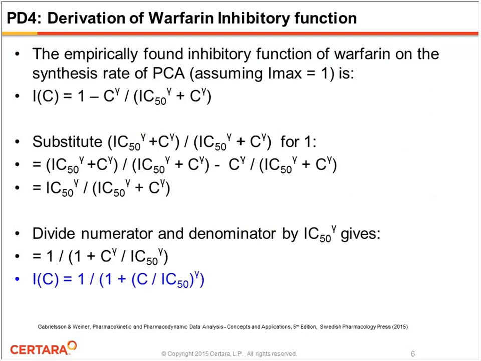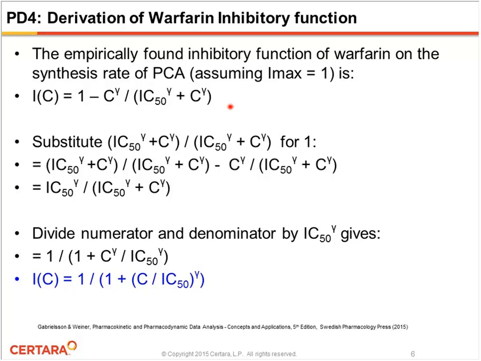Okay, so to describe the warfarin effect by an inhibitory function, we'll go ahead and derive this. The empirically found inhibitory function of warfarin on the synthesis rate of PCA, assuming Imax equals 1, is as follows. So the inhibitory function equals 1 minus C to the gamma divided by IC50 to the gamma plus C to the gamma.